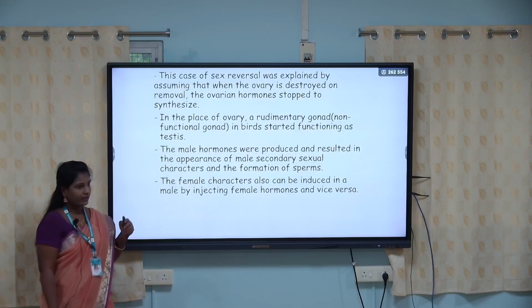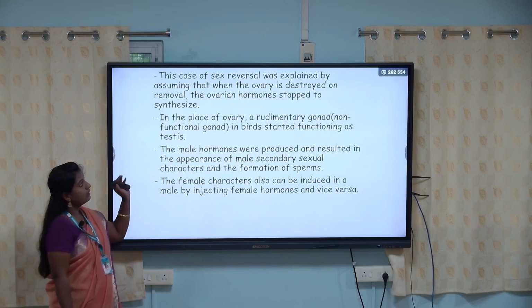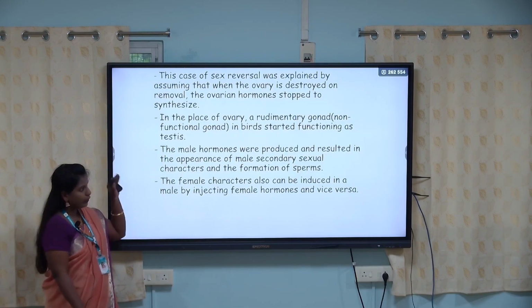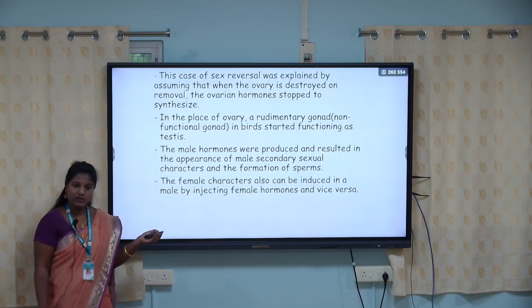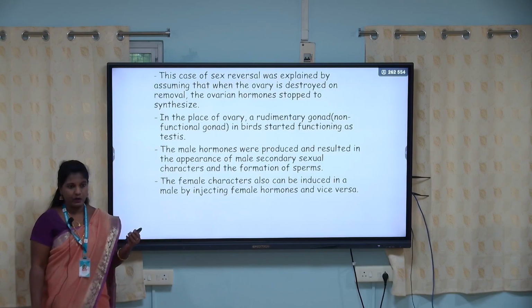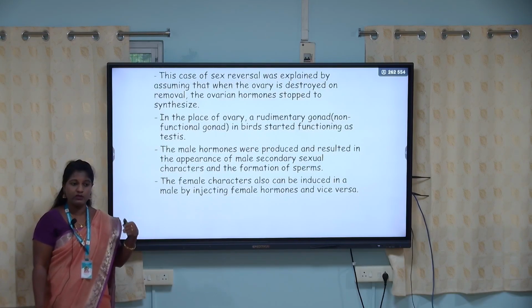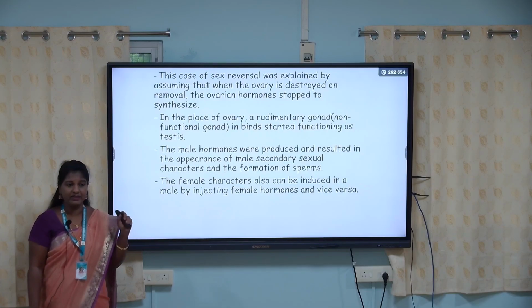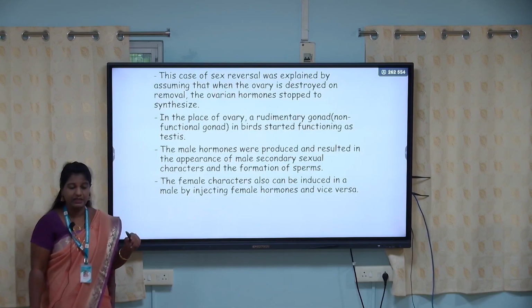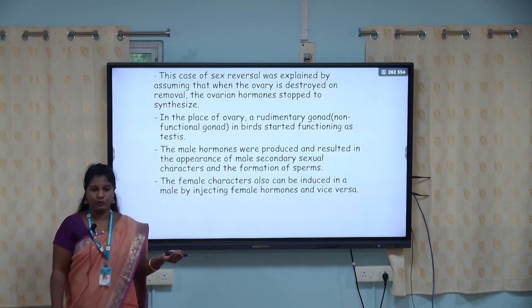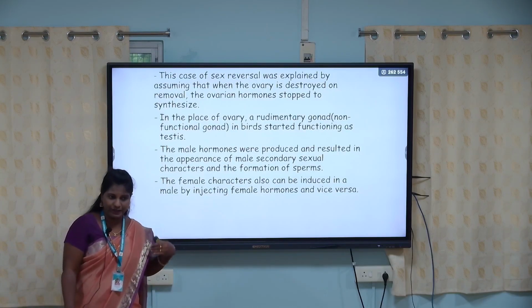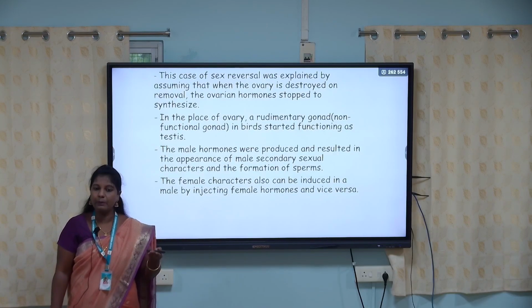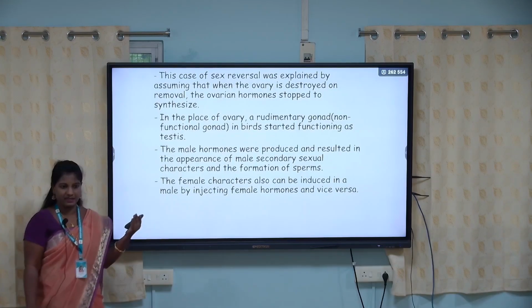He concluded that this sex reversal occurred due to the lost ovary. When the ovary is lost, the female hormones are suppressed, and the rudimentary gonad present in birds started to secrete male hormones, which replaced the character of femaleness. The bird started to develop male plumage, which proves sex reversal.